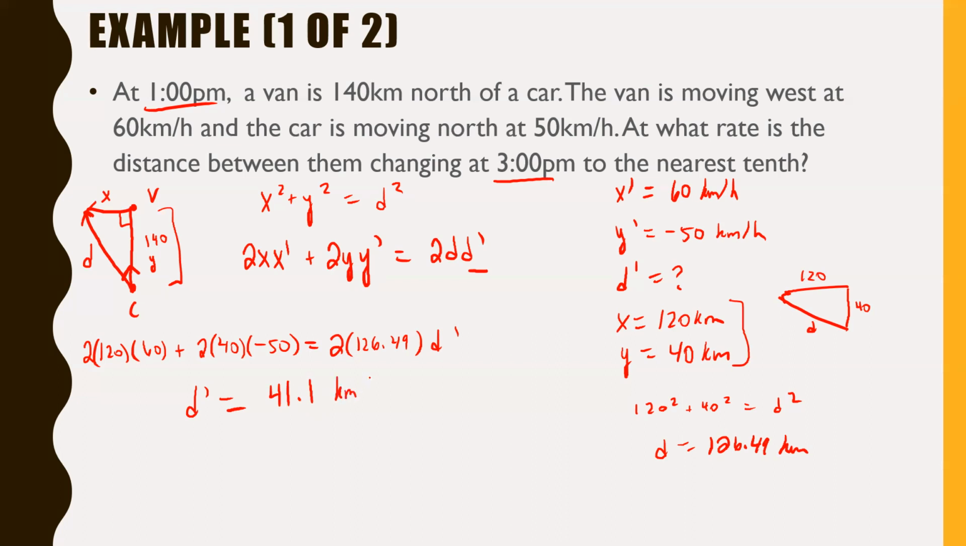41.1 kilometers per hour. And I know it's kilometers per hour because remember, d prime means it's a rate of change of our distance. So it's how much our distance is changing by. Since this answer was positive, we can say that these vehicles are getting further apart rather than closer together, right? And I think the number one thing doing that is the fact that the van is moving faster than the car. So the van is building that distance faster than the car would be shrinking the distance, in other words, right?